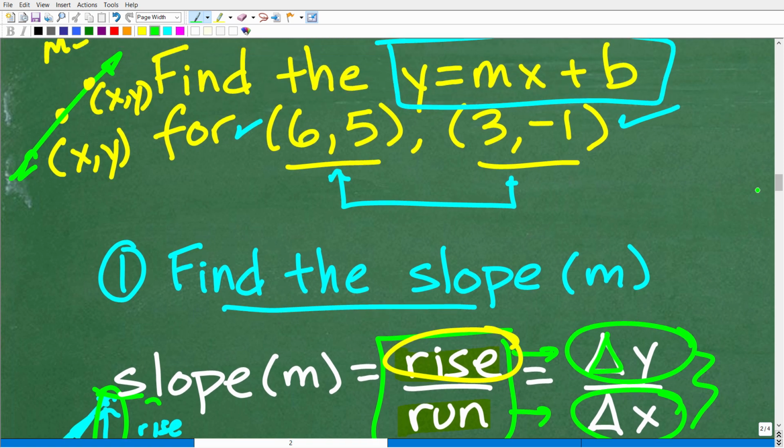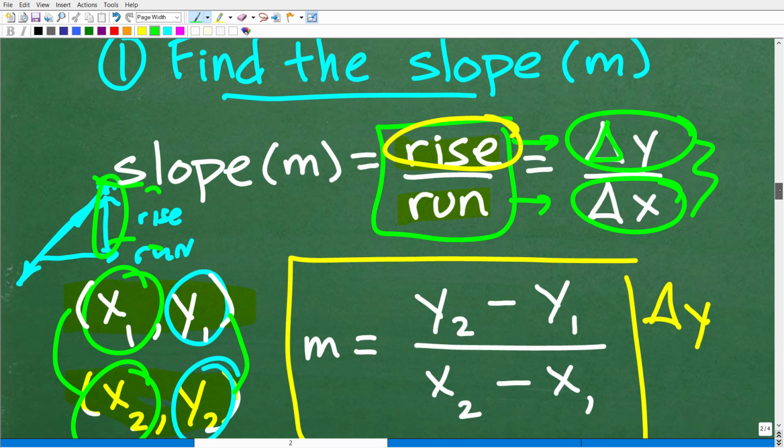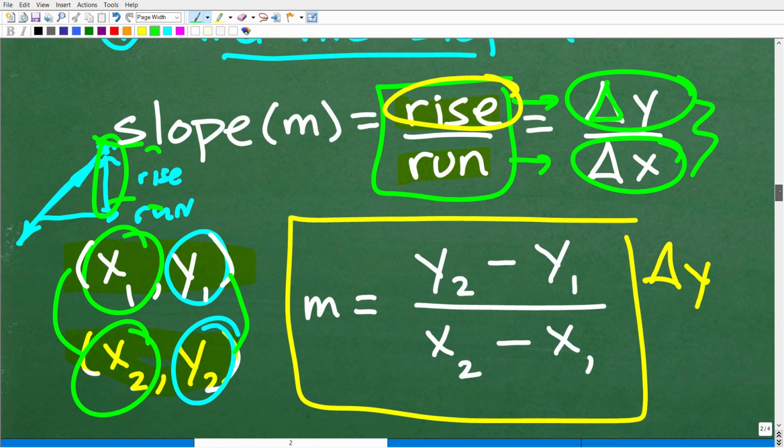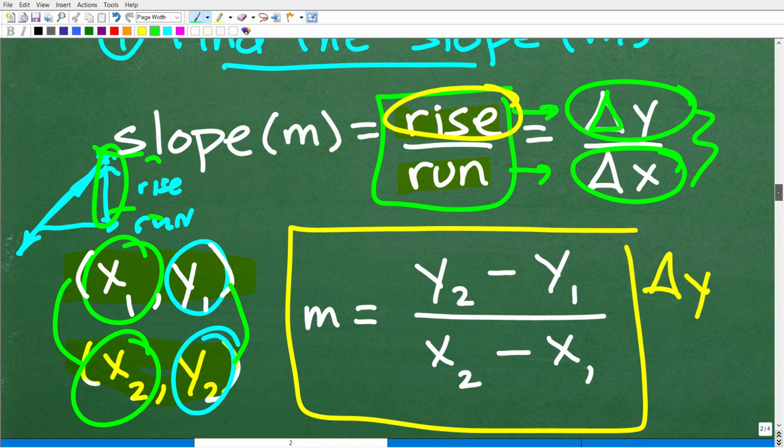Super important that those of you that are studying algebra understand how to find the slope. A ton of students make so many errors when they calculate the slope. Let's see if you actually make that error. So here are our points, 6, 5 and 3, -1. I gave you the formula. Just go ahead and follow that formula, and let's see if you can find the correct slope.